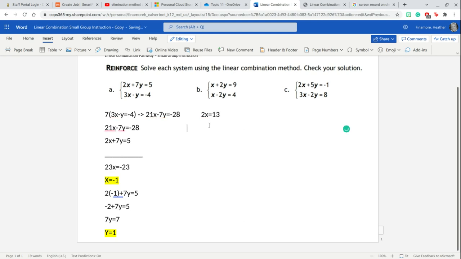Alright, divide both sides by 2, and you're going to get x equals 6.5. And that's okay. It's okay that we have fractions. Alright, now we still do need to solve for y. In fact, let me highlight that like I did the last one.